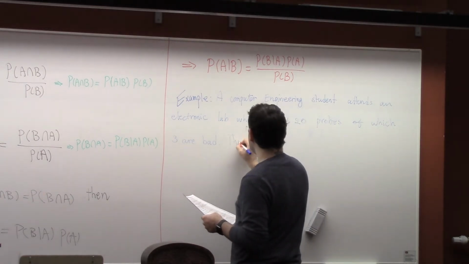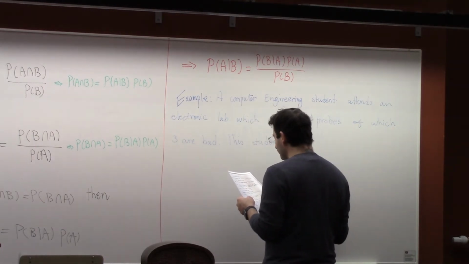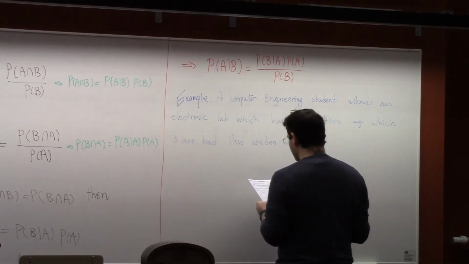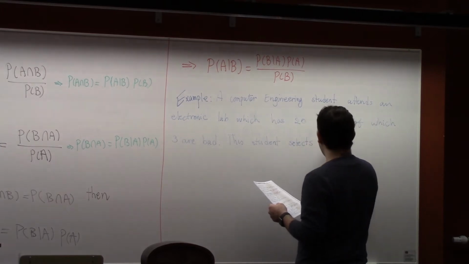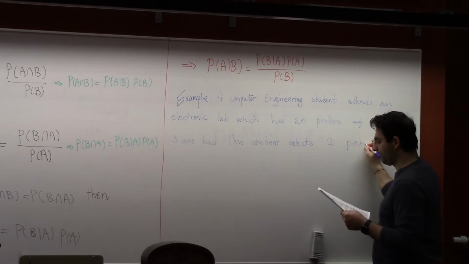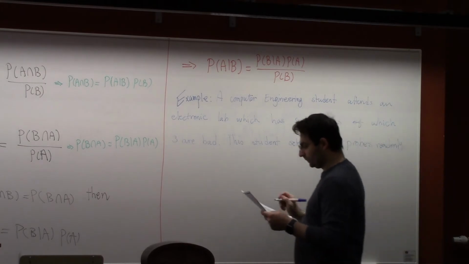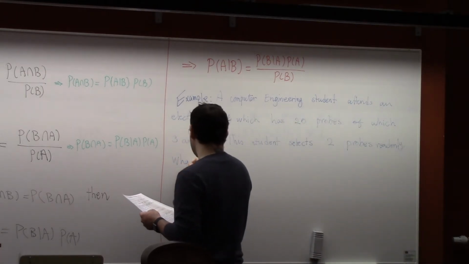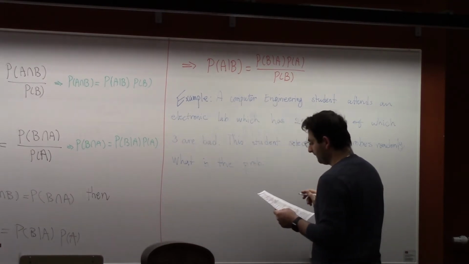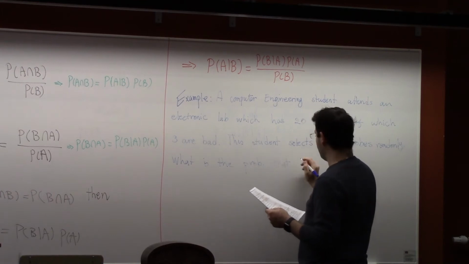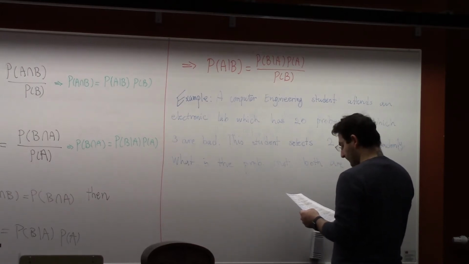This student selects 2 probes randomly. What is the probability that both are bad?